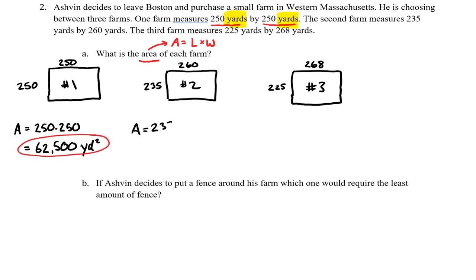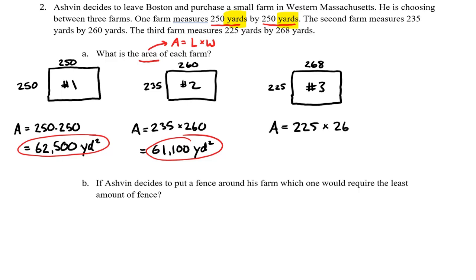Second one would be 235 times 260. And according to the calculator, that's 61,100, again, square yards. And farm number 3, area would be 225 times 268. And again, according to the calculator, that is 60,300 square yards.